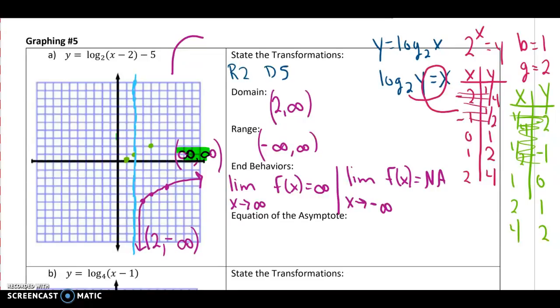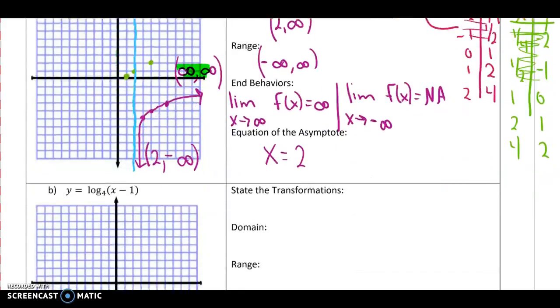And then my asymptote. Again, the original asymptote is x equals 0. But since it shifted to the right, it is now at x equals 2. All right, let's take a look at B.